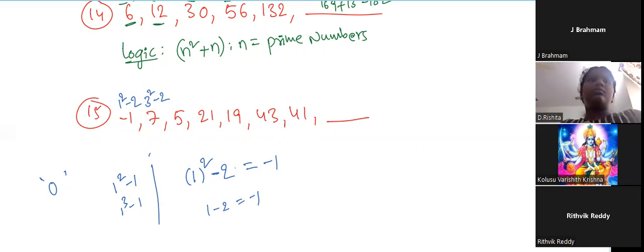After 1 and 3, which number can we take next? After 1 and 3, we may think of 5, considering odd. But it is not matching with 5 square minus 2. And it is not matching with any number square minus 2. So it is not continuing.